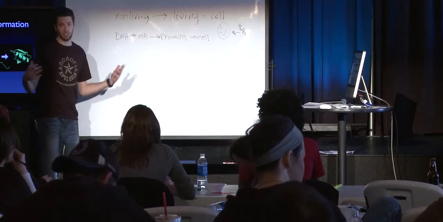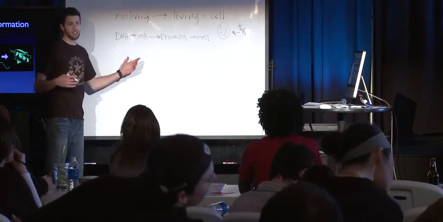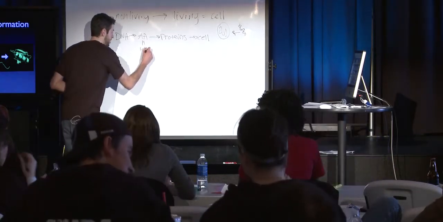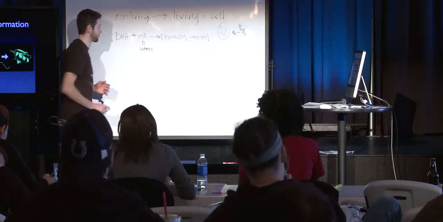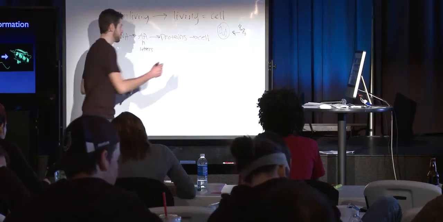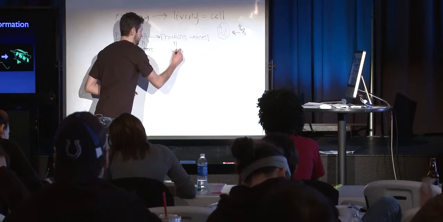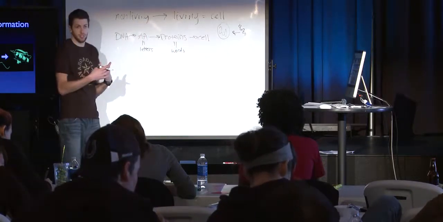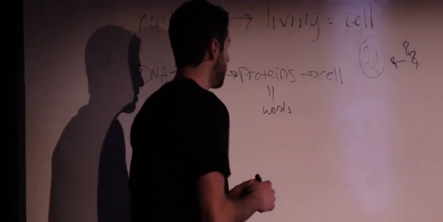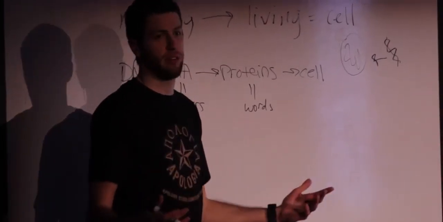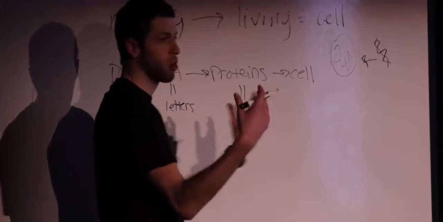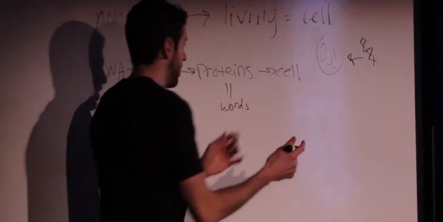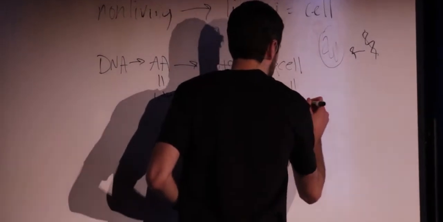DNA is like language, like the English language. Amino acids are like letters. So let's say these are like letters in our alphabet, okay? And let's say proteins are like words, all right? So letters make words, so amino acids make proteins. And then a cell would be like a paragraph, okay? A bunch of words coming together in a few sentences that make a paragraph. So let's call that a paragraph.